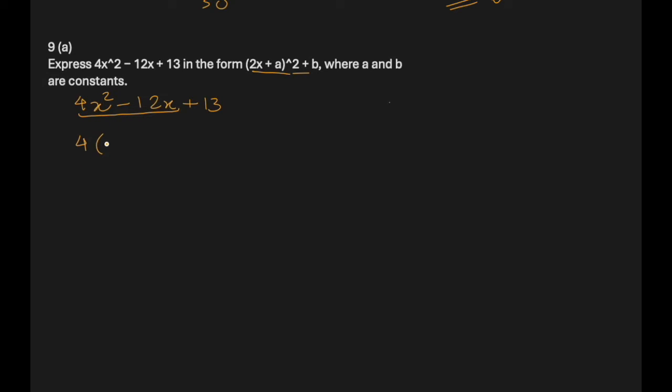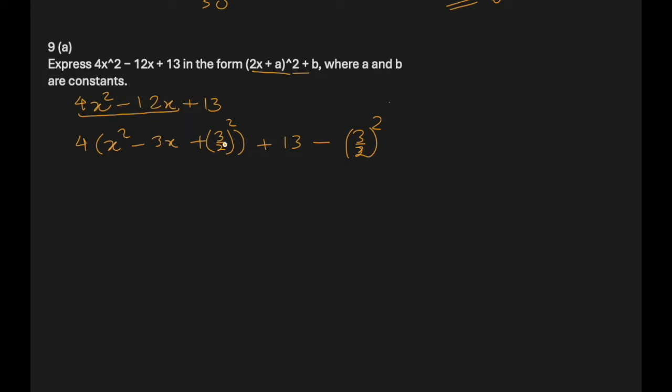Okay, so I'll separate these two by taking 4 common. So 4 x square minus 3x. Okay, I'll put some space here and write 13 outside. Since 4 is not out of 13, it is unaffected. Now we add half of this, 3 over 2 square. Okay, I add it from nowhere, I just added it. But if I've added, then I have to subtract also. So I will subtract here 3 over 2 whole square.